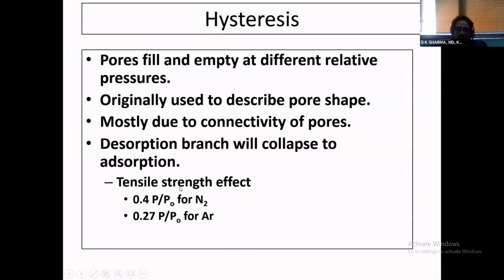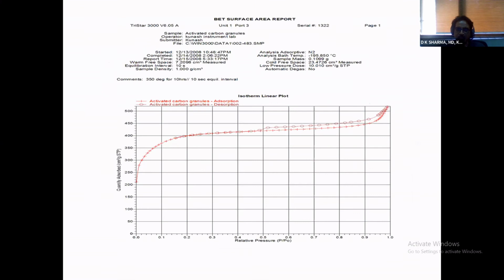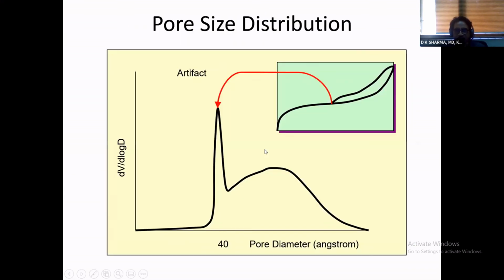All this happens. The tensile strength effect brings the desorption branch abruptly to the adsorption branch. If you are using nitrogen gas, that happens around 0.4 P by P0. If you are using argon gas, that happens at about 0.27. Okay, this is where it is happening here. This is a carbon sample, but look at this desorption branch dropping very steeply. This can be seen in some other case. It can be seen in this case, for example.